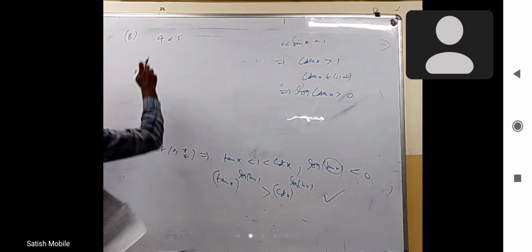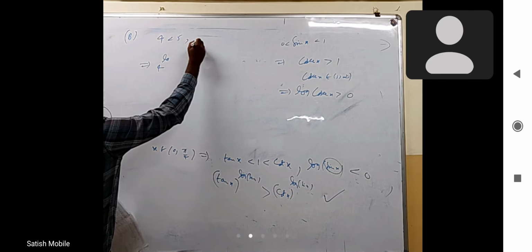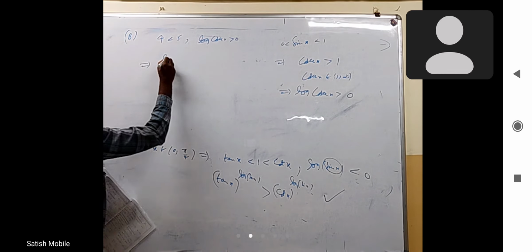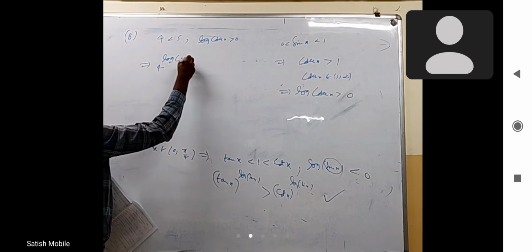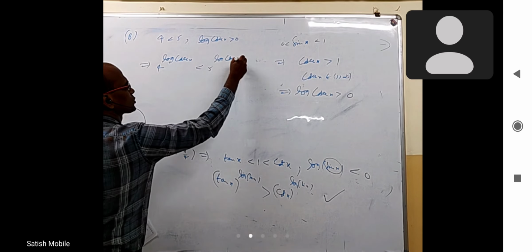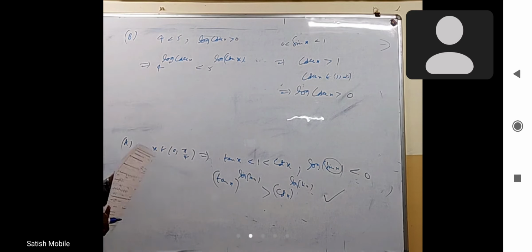So 4 is less than 5, and log cosecant x is greater than 0. So 4 power log cosecant x is less than 5 power log cosecant x. From here to here the inequality did not change because the power is positive. So let's write it: option B is also right.